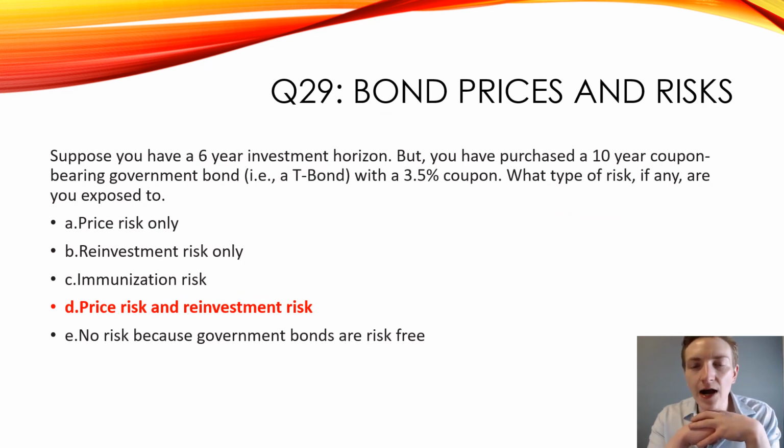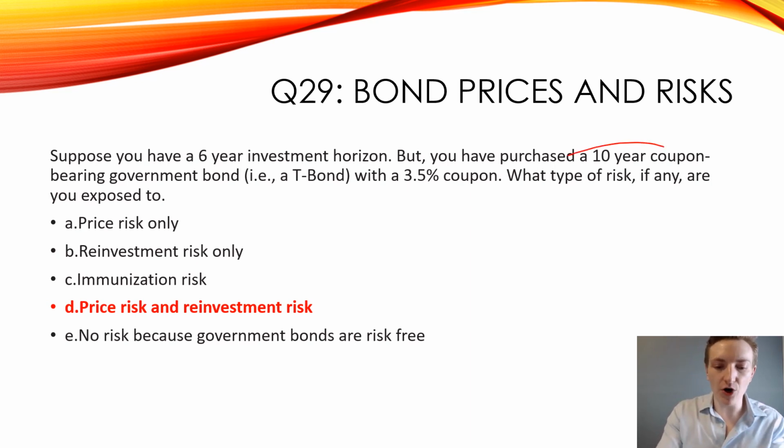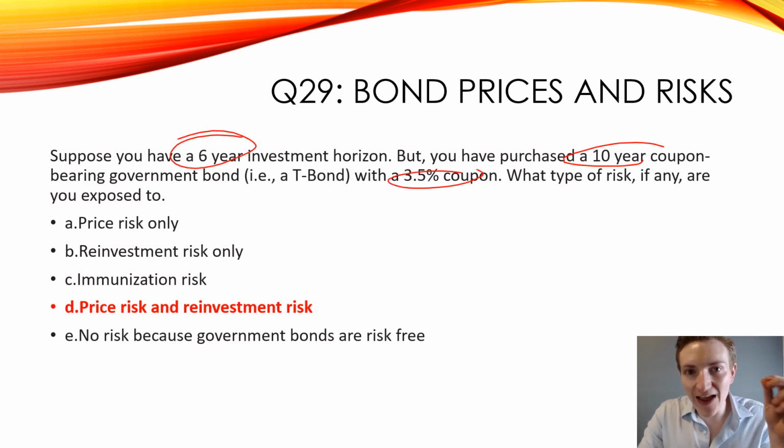Now in this question, you're being asked about bond prices and relevant risks. It says, suppose you have a 6-year investment horizon, but you purchased a 10-year coupon-bearing bond with a 3.5% coupon. What type of risk, if any, are you exposed to? All right, so the first option is price risk only. Well, we do know we're exposed to price risk because at the end of the 6-year time period, we will need to sell our bond. So we are exposed to price risk.